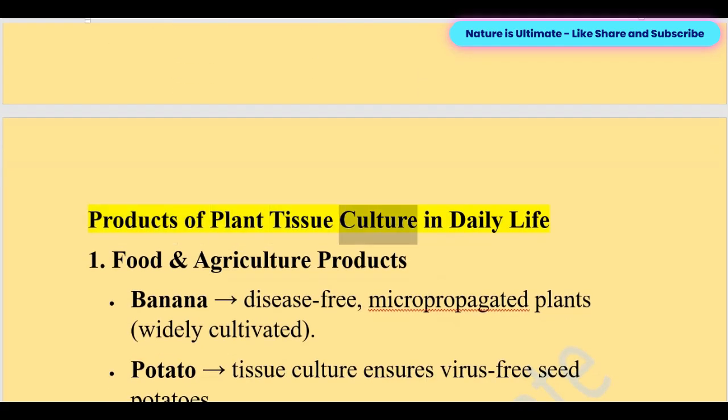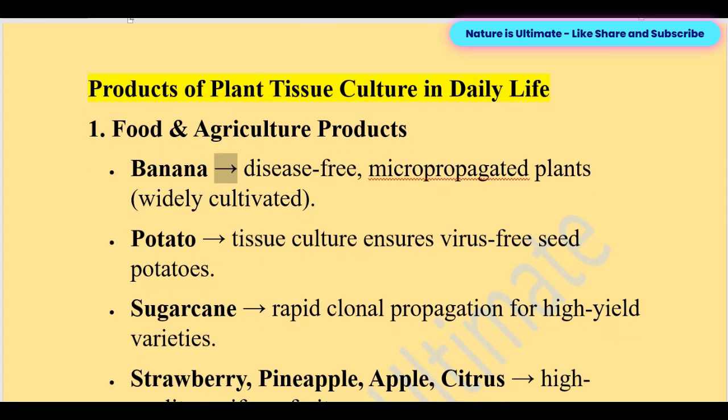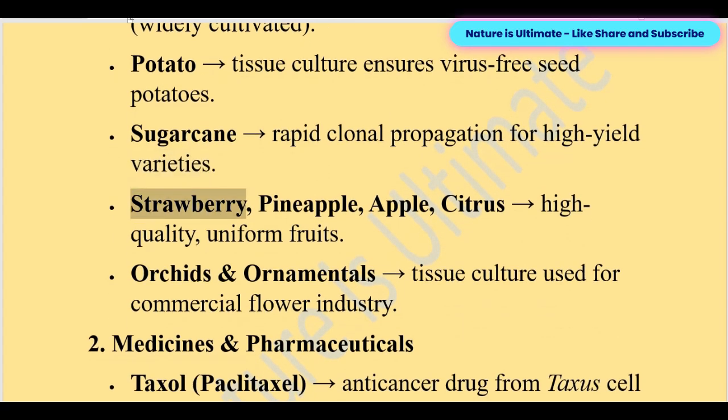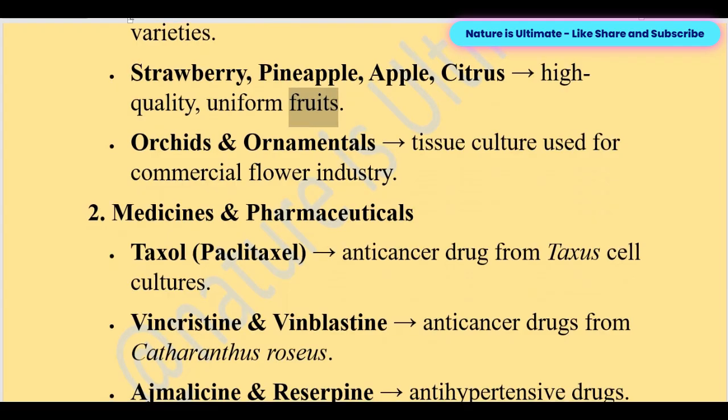Products of plant tissue culture in daily life. One, food and agriculture products. Banana → disease-free, micropropagated plants, widely cultivated. Potato → tissue culture ensures virus-free seed potatoes. Sugarcane → rapid clonal propagation for high-yield varieties. Strawberry, pineapple, apple, citrus → high-quality, uniform fruits.